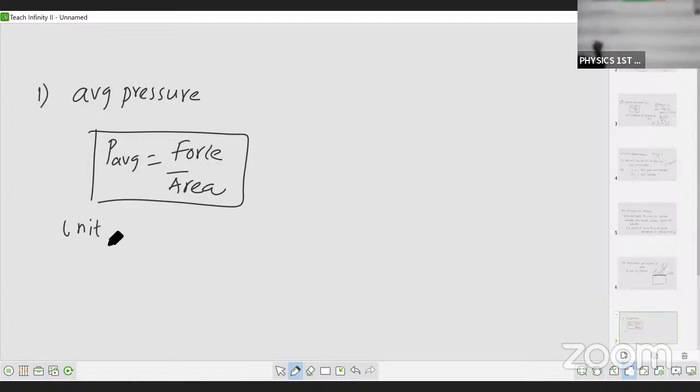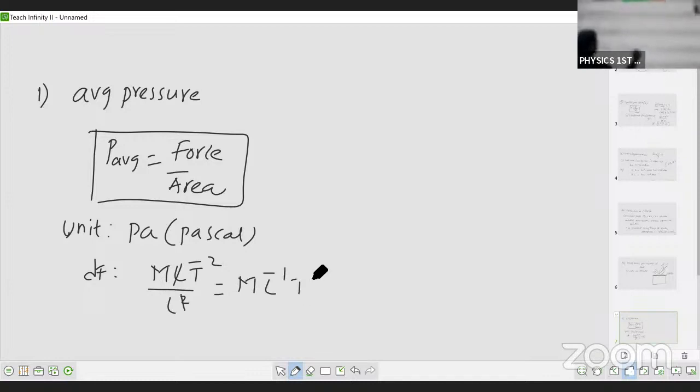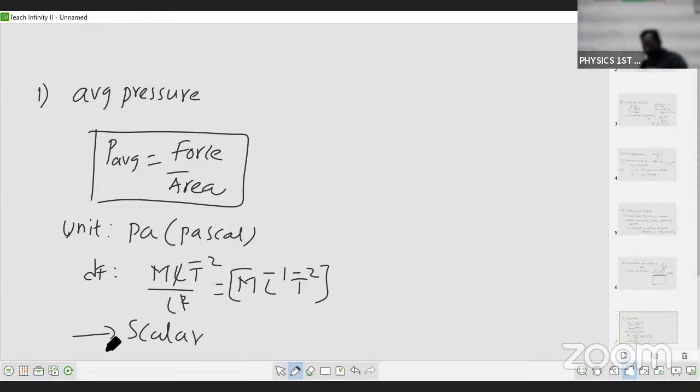The unit, based on the scientist's name, is Pa, nothing but Pascal: normal force with respect to area. Next, the dimensional formula: force is M L T to the power minus 2, divided by L square, L cancels, giving M L inverse T to the power minus 2. This is the dimension formula. There is no specified direction for pressure, it acts in all directions, that's why it is scalar. This is the average pressure definition, units, dimension formula, scalar. Normal force per unit area.